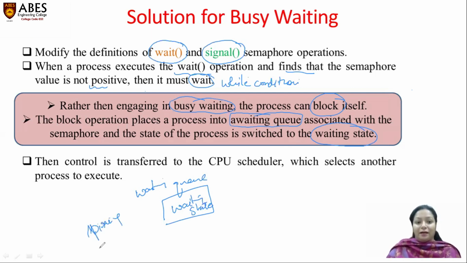spinning at the while condition, now the process will be in the waiting state, in the waiting queue. Now जो पहले CPU cycles waste हो रही थी, that can be prevented and the control is again transferred to CPU scheduler, which can select any other process to execute productively.